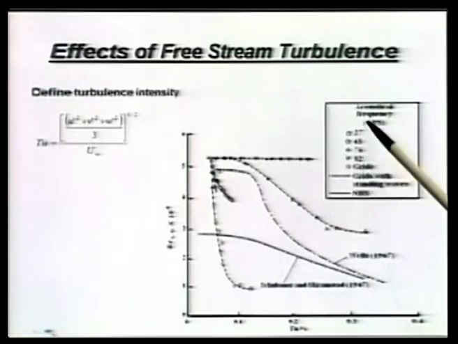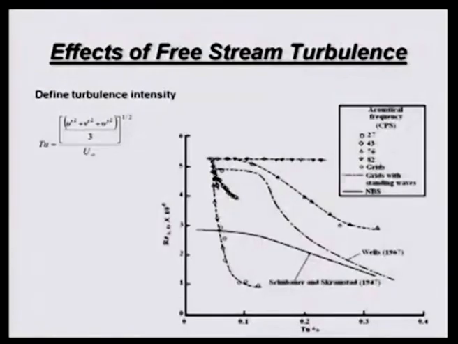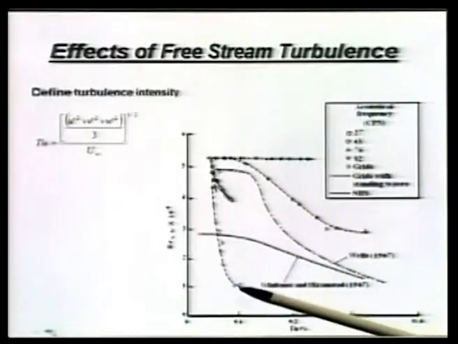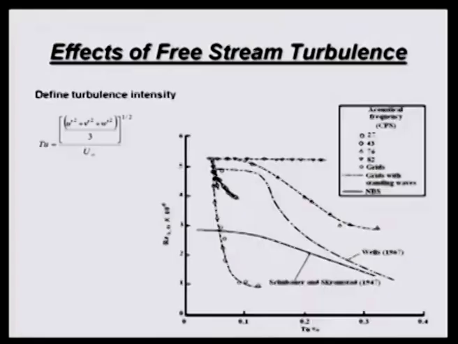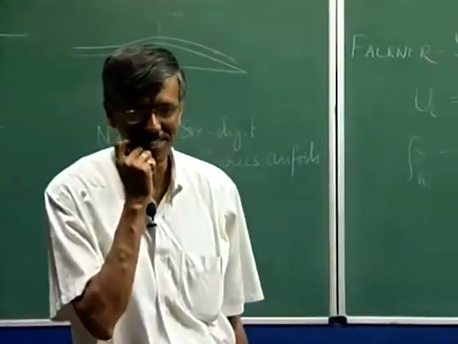The acoustical disturbances were created in a wind tunnel experiment for flow past a flat plate, and these are different frequencies: 27, 43, 76, 82. This is one case where some grids were put in the beginning of the test section. This grid data is this one, and this grid data tells you a very, very good story here.